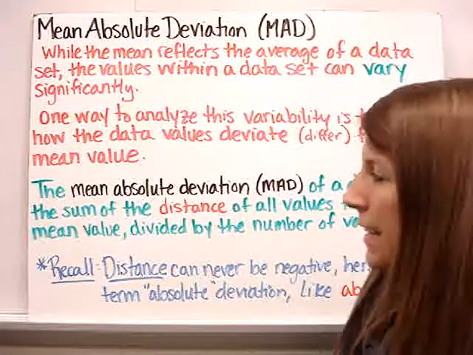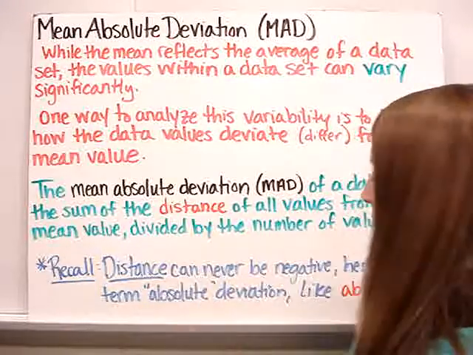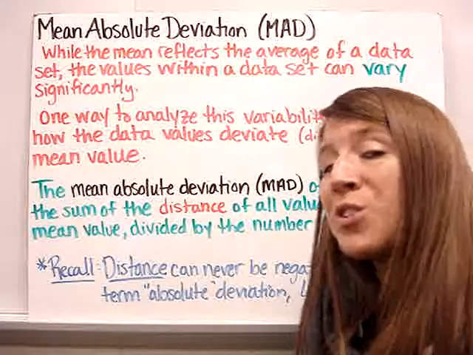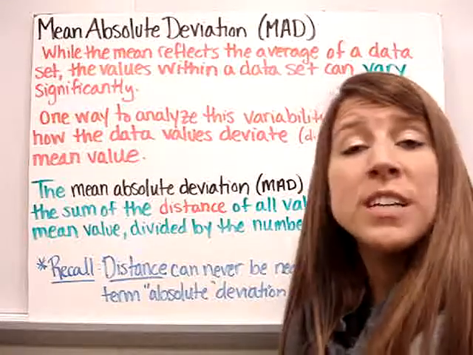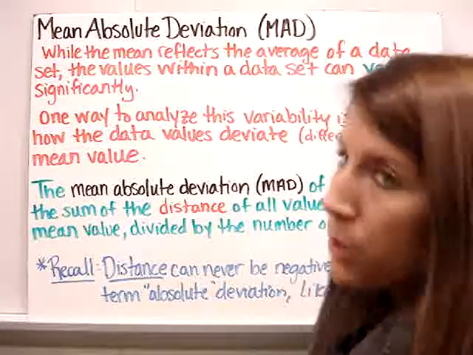Okay? Keep in mind, and this is really important, that distance can never be a negative value. Hence the term absolute deviation, which is very similar to another concept you're very comfortable with, absolute value.